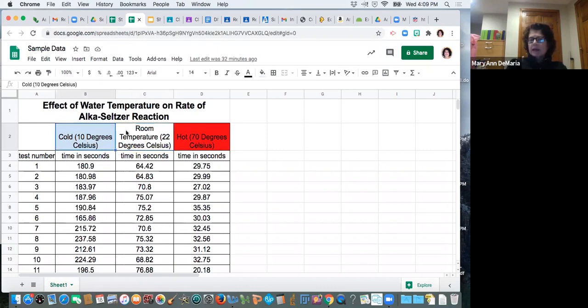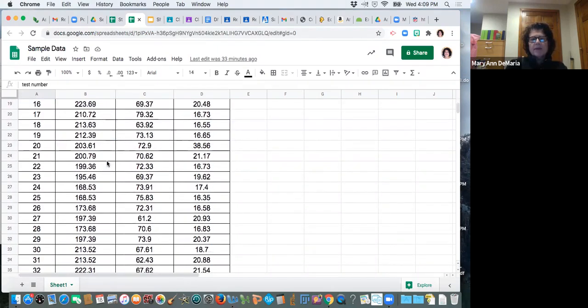So here's what they changed on purpose, the temperature. And we have 3 levels of an independent variable here. So here's your cold data, here's your room temperature data, and here's your hot data, okay? And then they said test number. I would normally do trial number there.